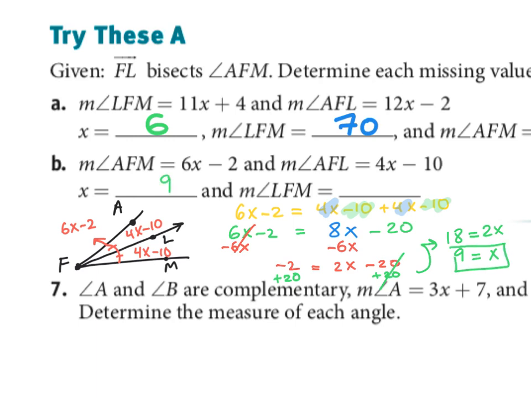Now they're asking for the measurement of angle LFM, which is 4x minus 10. And I plug in what I just found for x, which is 9. So 4 times 9 minus 10. And that's equal to 26 degrees.